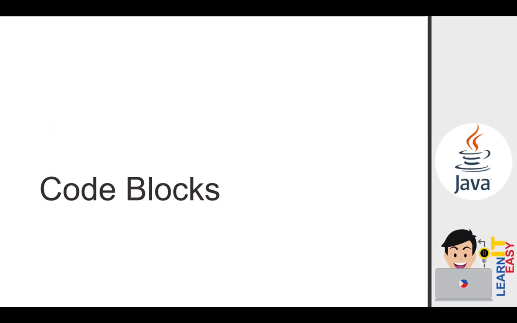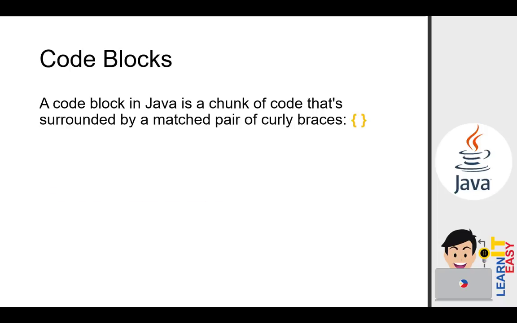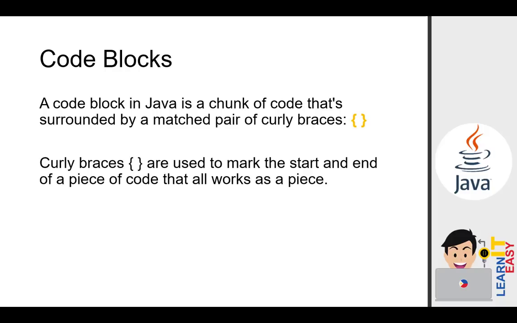Next. The third section is about code blocks. A code block in Java is a chunk of code that's surrounded by a matched pair of curly braces. Curly braces are used to mark the start and end piece of code that all works as a piece.